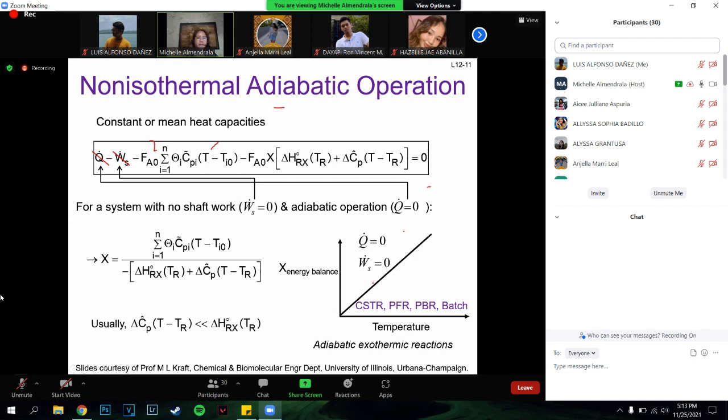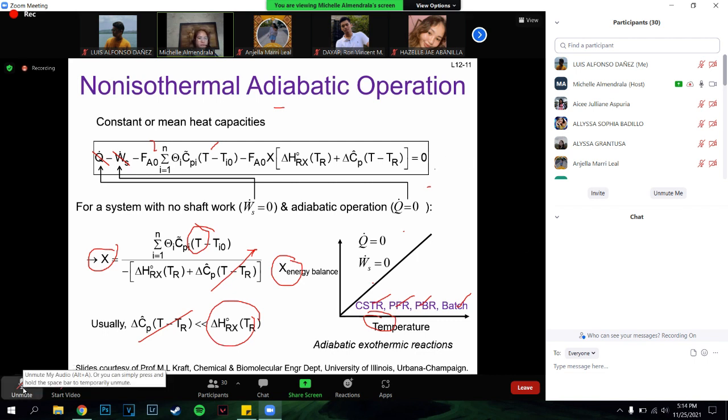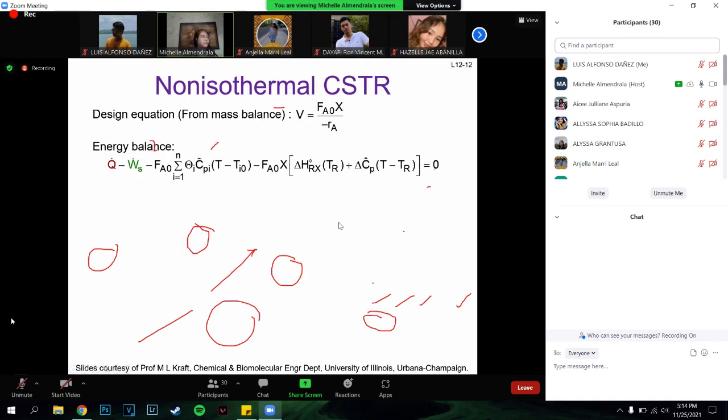So if the case is that the value of delta CP is much less than this value, we can neglect that, we can drop that. And so you can see that X is linearly dependent on T. So that linear relationship is seen here. X increases as T increases. So that will be the same for all types of reactor. Questions from our class? So this will be for the adiabatic. And so non-isothermal CSTR adiabatic. So let's have one example.